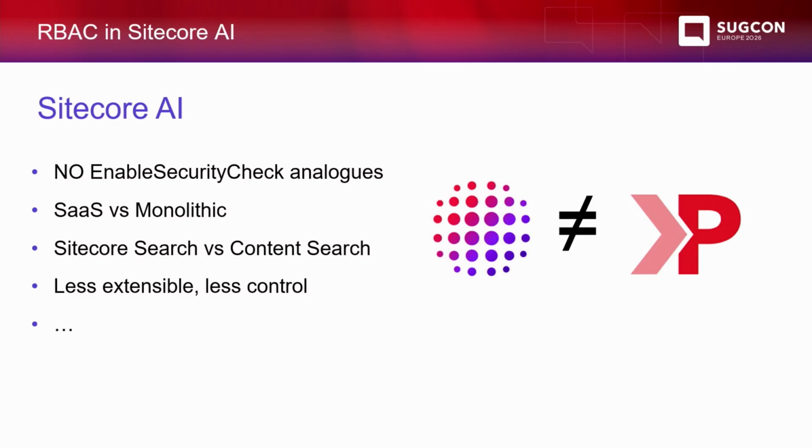Sitecore AI is a SaaS platform. It doesn't have any analogs of enable security check. It doesn't even have content search. We have Sitecore Search, which is also a SaaS service, and for us, for developers, it's not extensible like content search or something. We cannot implement the same that we have inside Sitecore XP.